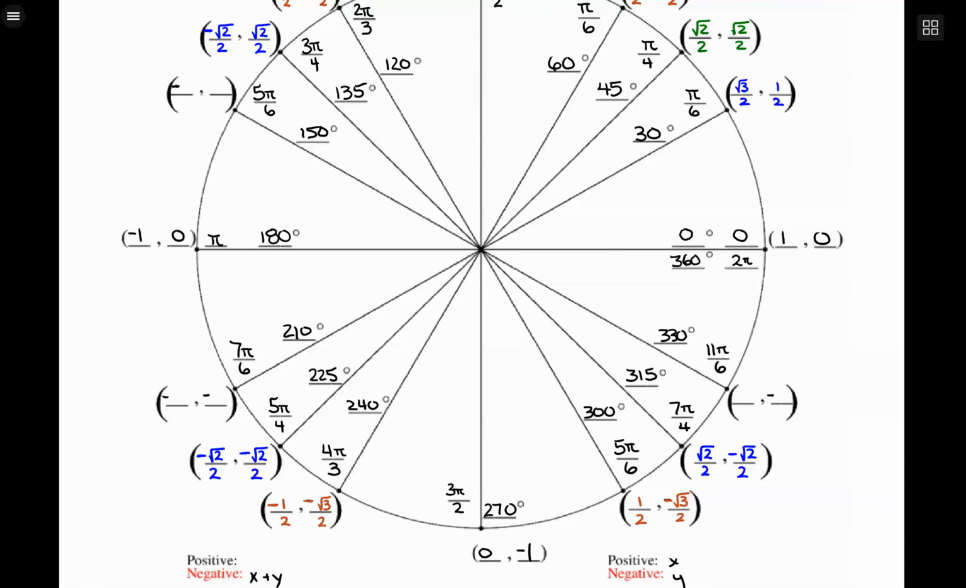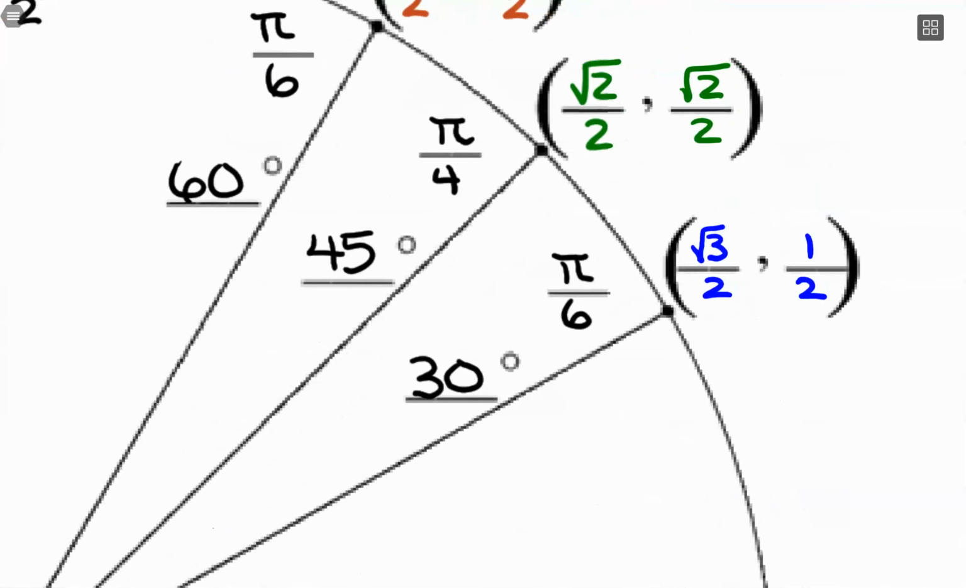Oh, I switched colors. Sorry. Just to keep it consistent, I'm going to change the blue here. I know it doesn't matter that much, but just for my own organization.